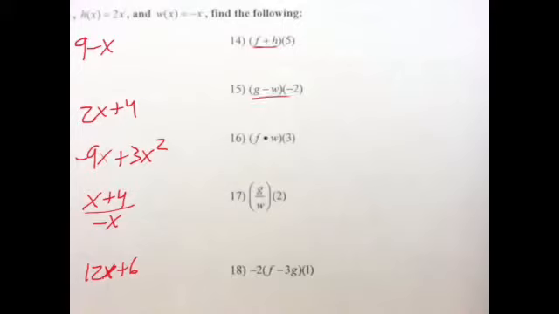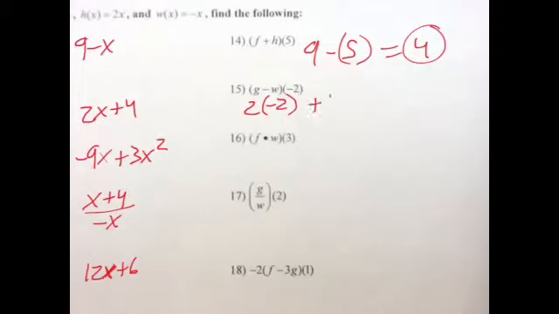So each of these is the left column, but what you need to do is plug in numbers. So this is like the evaluating part right above it. So you're going to take 5 and put it in for the x there. So you can get just 9 minus 5, which is 4. And on the next one, you need to take negative 2 and plug it in. So you need to do 2 times negative 2 plus 4. Well, 2 times negative 2 is negative 4 plus 4 gives you 0.